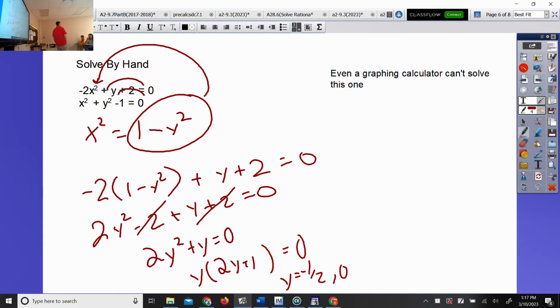I don't get it. I'm assuming it's don't care. It's not can't do, it's won't do. Anyways, there's your y values. What are you doing? Plug them in. Figure out what the x values are.